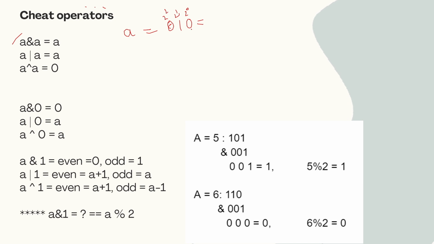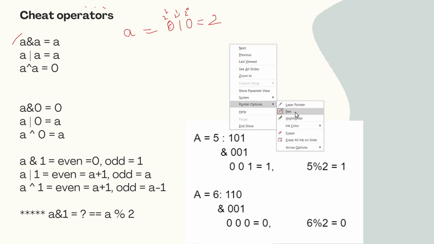So 2 power 0 into 0 is 0. 2 power 1 into 1 is 2. Similarly 2 power 2 into 0, 0. So the value for this is 2. Let me erase this thing.